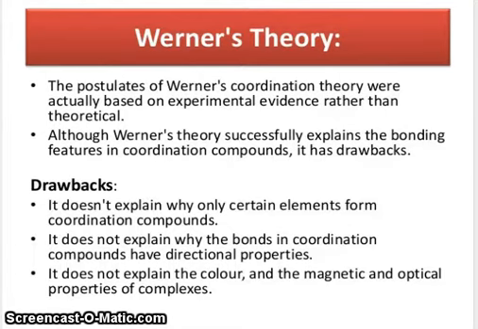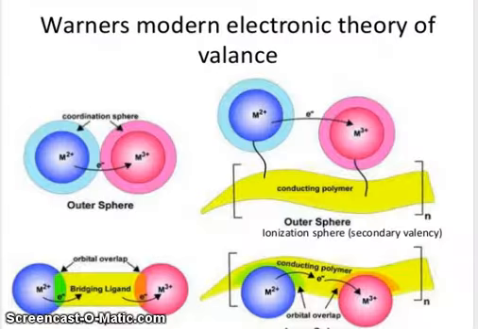It doesn't explain why only certain elements form coordination compounds. It does not explain why the bonds in coordination compounds have directional properties, and it does not explain the color and the magnetic and optical properties of complexes. Now, friends, Werner's modern electronic theory of valence.